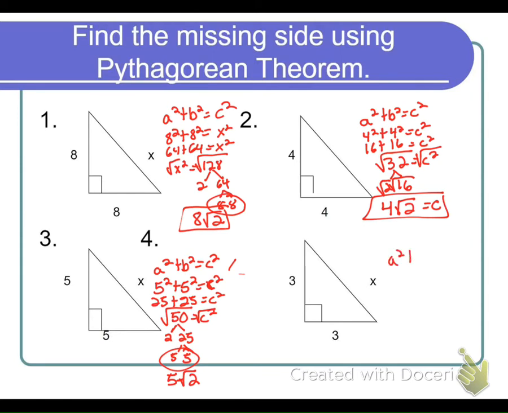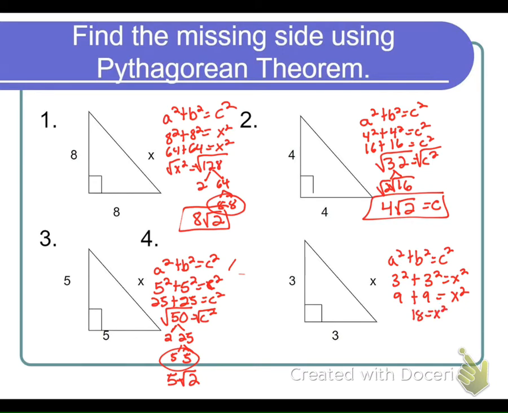Let me write this down. So what is your A? It's 3 squared. What's your B? 3 squared. X squared equals C squared. I'll put X squared. You guys are right. That's what I should have there. Two of them had X's and two didn't. So what's 3 squared? 9. Plus 9. Equals X squared. What's 9 plus 9? 18. 18 equals X squared.